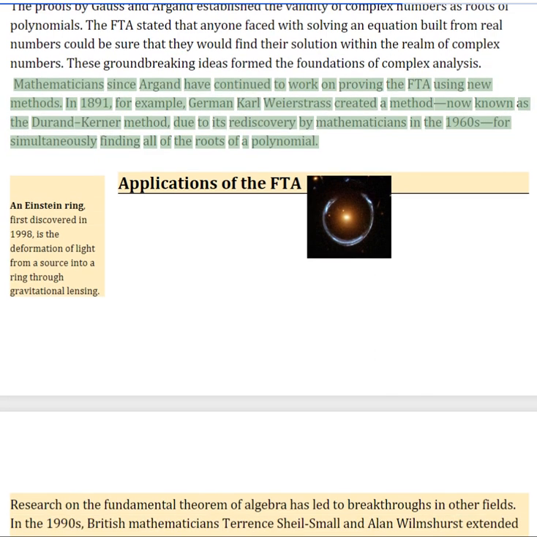Mathematicians since Argand have continued to work on proving the FTA using new methods. In 1891, for example, German Karl Weierstrass created a method, now known as the Durand-Kerner method due to its rediscovery by mathematicians in the 1960s, for simultaneously finding all of the roots of a polynomial.